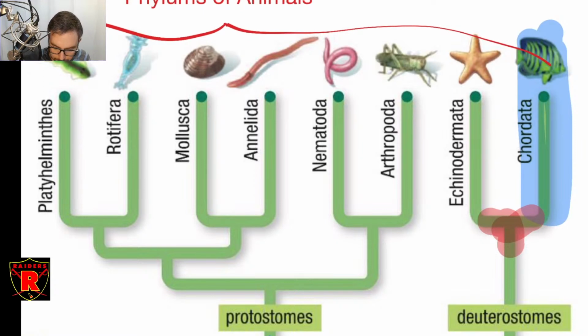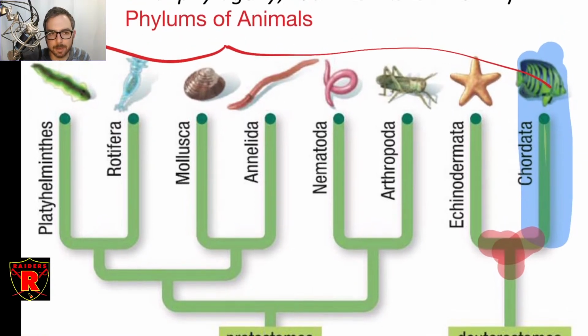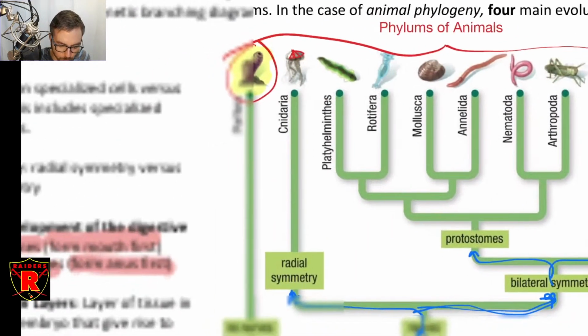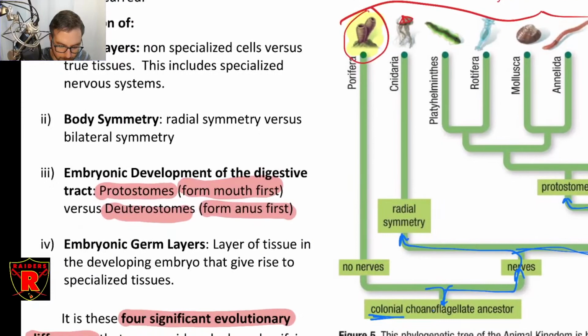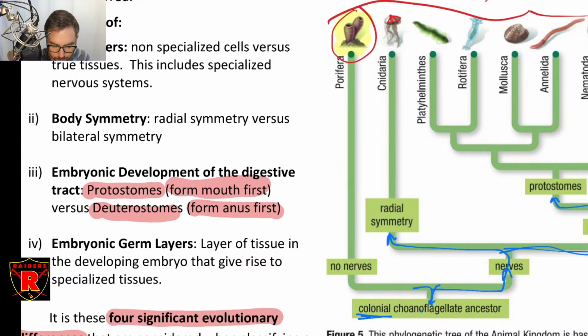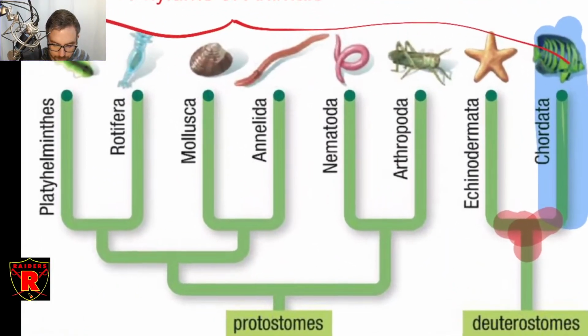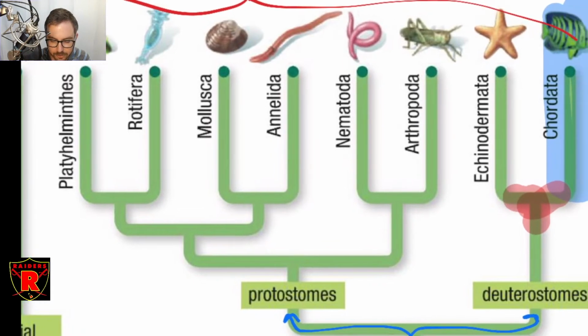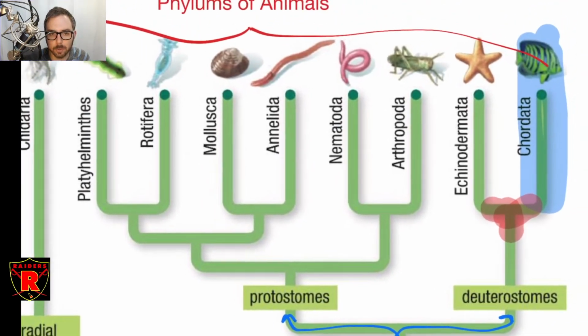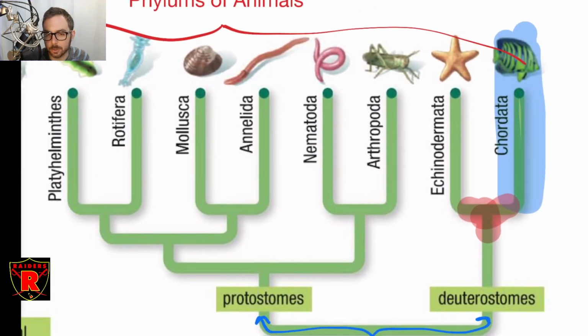But anyway, you can look at whether or not the digestive system develops in the embryo from mouth to anus or anus to mouth. The oldest ones develop from mouth first. Those are called the protostomes. So those are the older animals, and they're on the left-hand side here. And then the more recently evolved animals, the deuterostomes, develop the other way, from anus to mouth.